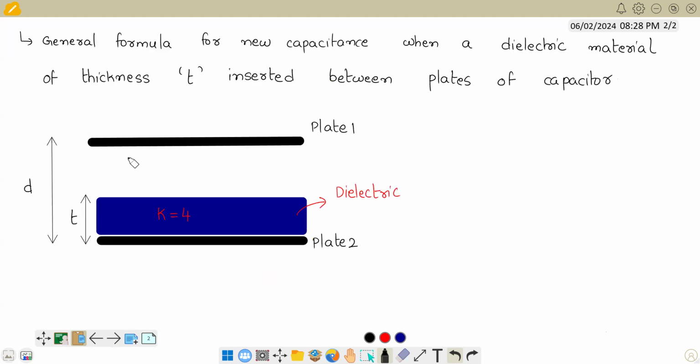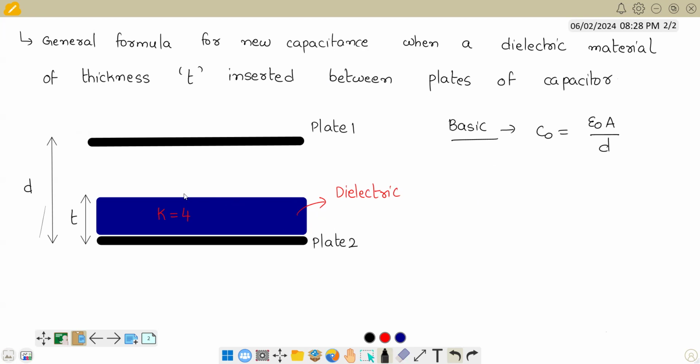Before solving this problem, let us try to derive a generalized expression for what happens when you insert a dielectric material of thickness T between the plates of a capacitor whose separation is D. Let us derive it first. To do that, we can divide this into two different capacitors. The basic formula for a capacitor is C naught equals epsilon naught A by D. This is the original formula.